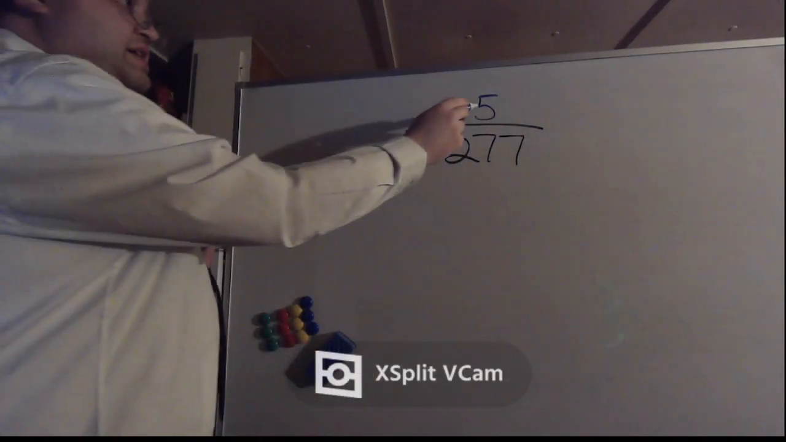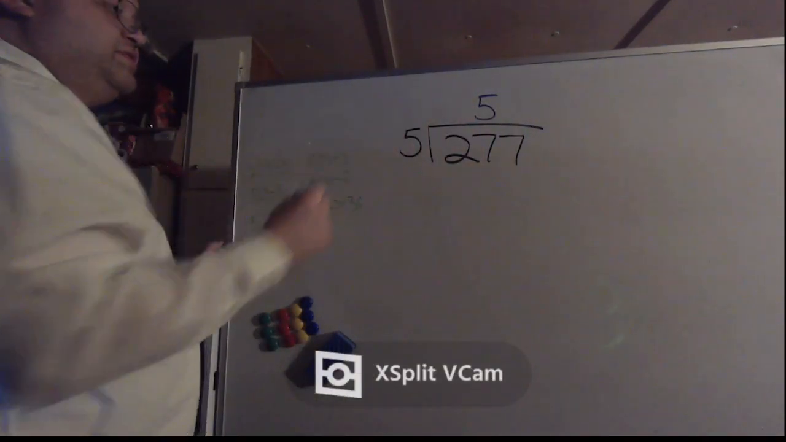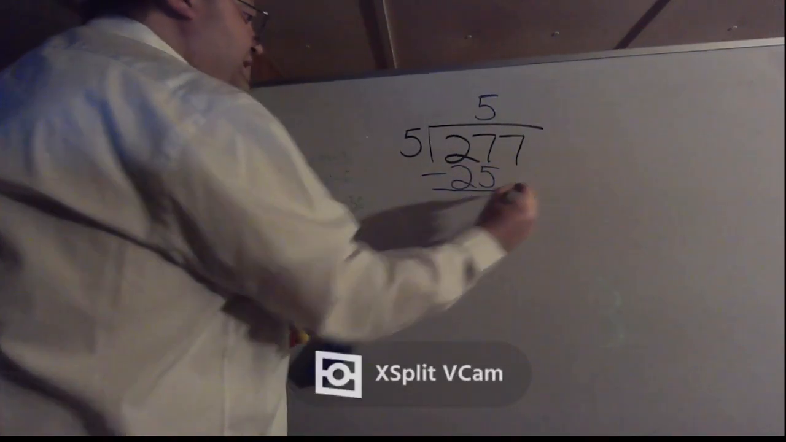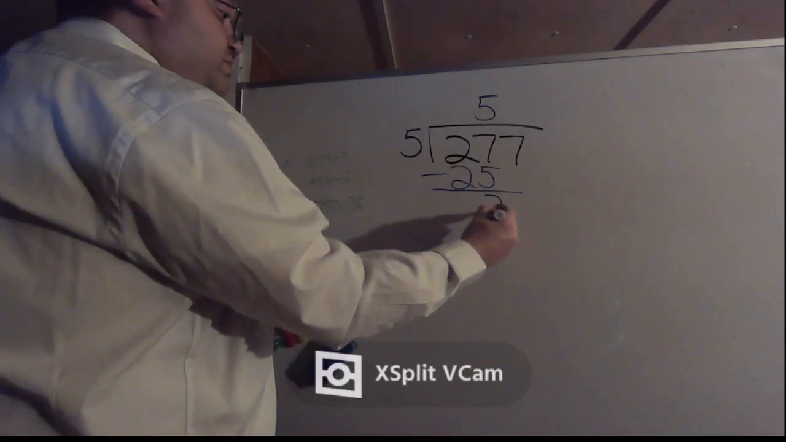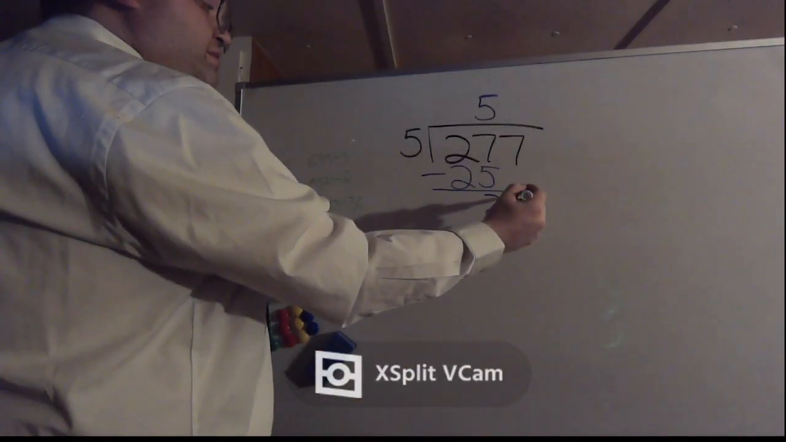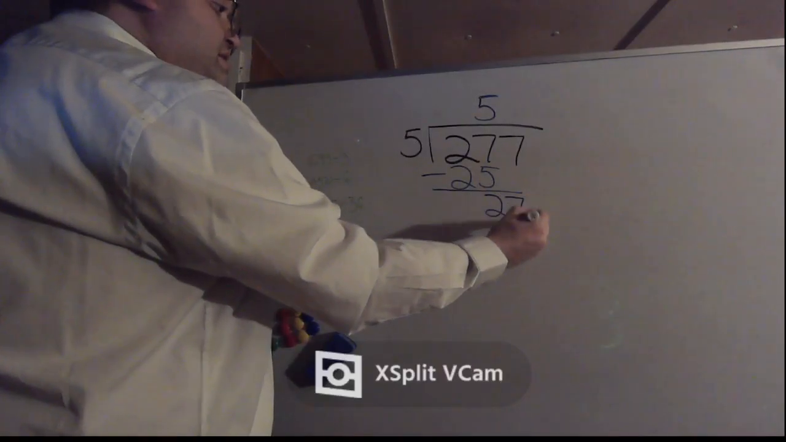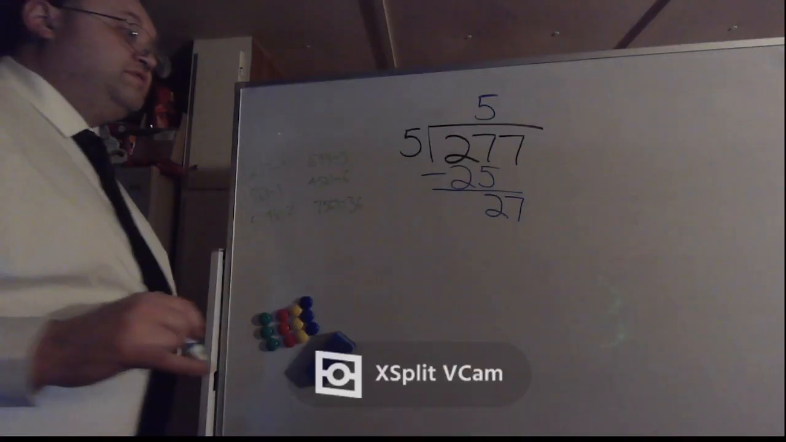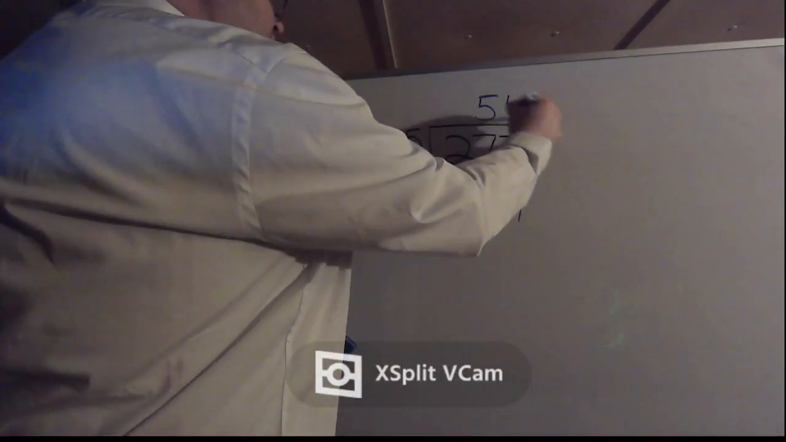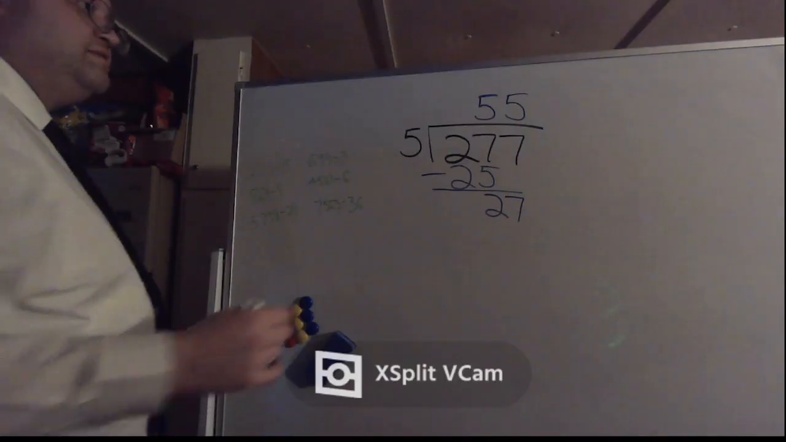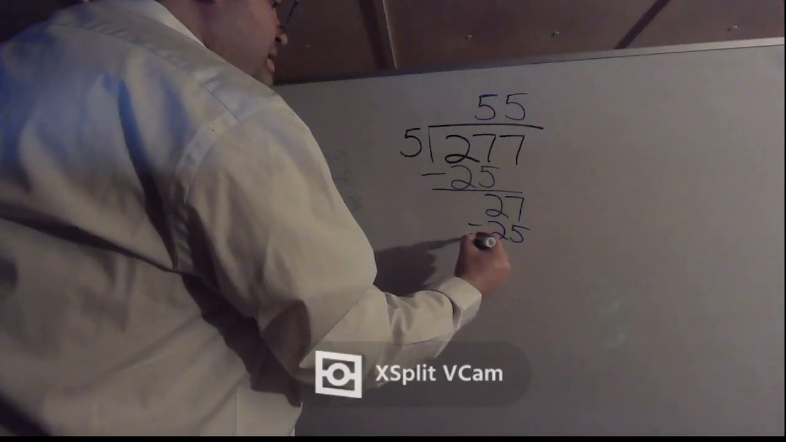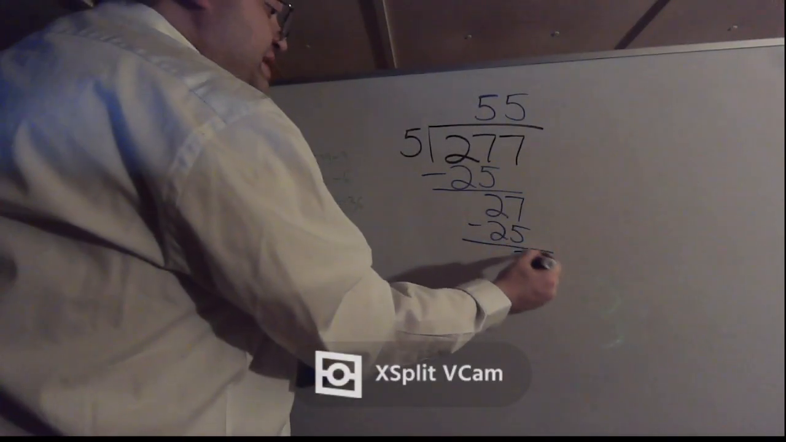So write that above the 7. So you have 5 times 5 now. You take this and multiply it by that divisor of 5. You get 25. So you'll do 27 minus 25, which turns out that's 2. Bring down that 7 from the dividend. You've got to figure out again, how many times does 5 go into 27? 5 goes into 27 about 5 times again. We have 55. So we have 5 times 5 again is 25. Subtract 25 from 27, you get 2.